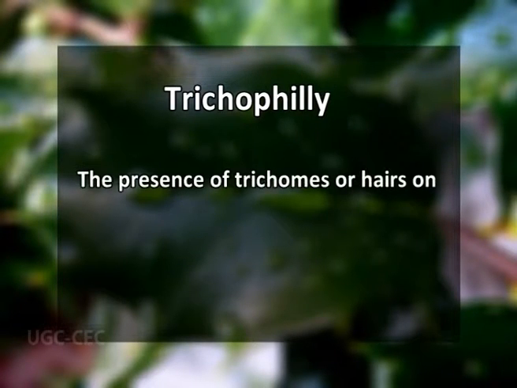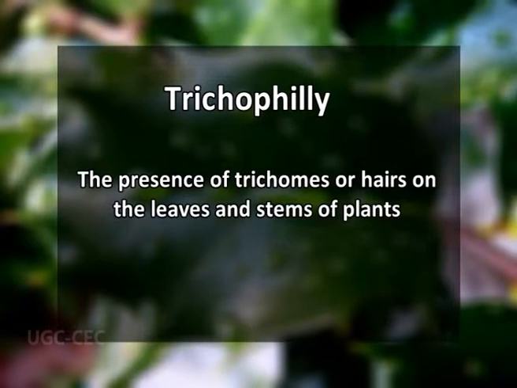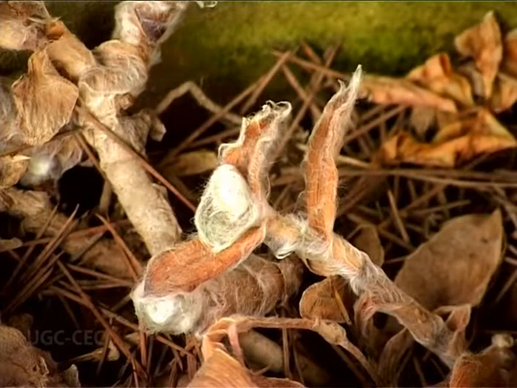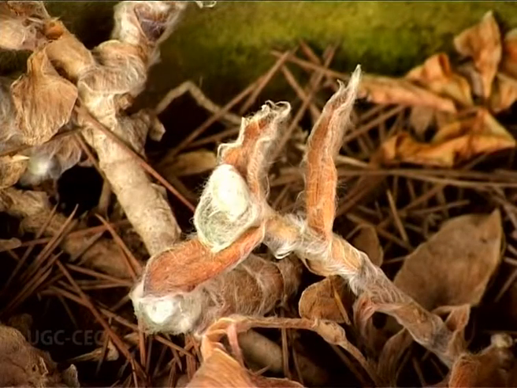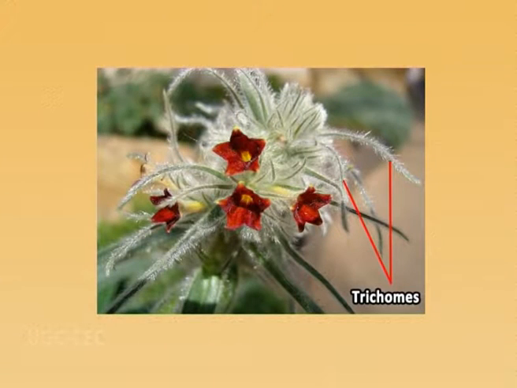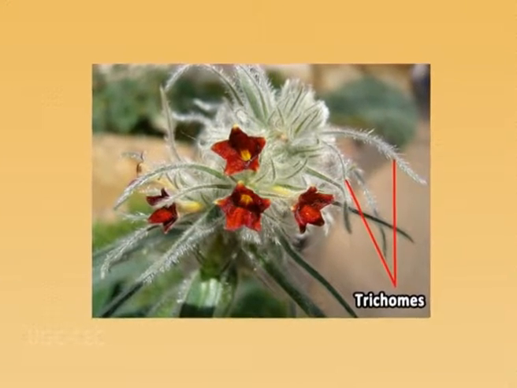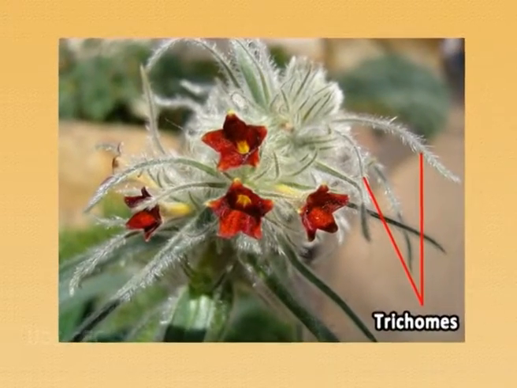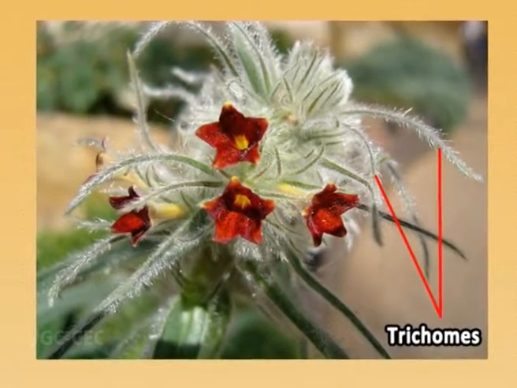The presence of trichomes or hairs on the leaves and stems of plants is called trichophily, and the plants which bear such hairs are called trichophilous. Hairs play an important role in minimizing transpiration. The hairs form a shield around stomata, thus not allowing winds to accelerate the rate of transpiration.